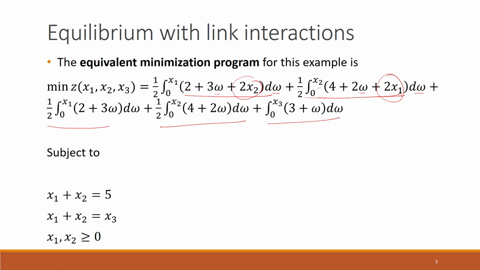This is subject to the constraints that the sum of the flows on both the links, x1 and x2, should be equal to the total demand 5. Also, x1 plus x2 should be equal to x3, and x1 and x2 should be greater than or equal to 0. We have not written x3 greater than or equal to 0 because automatically, if x1 and x2 are both greater than or equal to 0, then x3 will also be greater than or equal to 0.